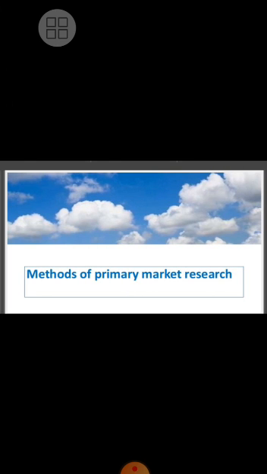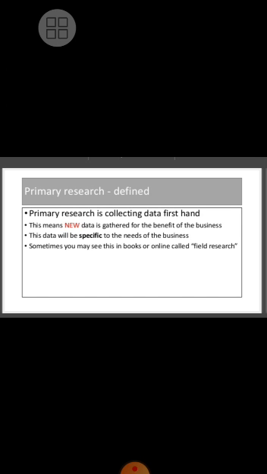Okay, now let's start with the types of market research. The first one is the primary research method. As is clear from the word primary, it is the basic research. Sometimes the word field research is also used for primary research. It is usually first-hand data collected from the customers, data that has not been used by anyone else before. It is collected for the very first time, and it is specific to a particular business. It is when new data is gathered for the benefit of the business, and such research is called primary research.